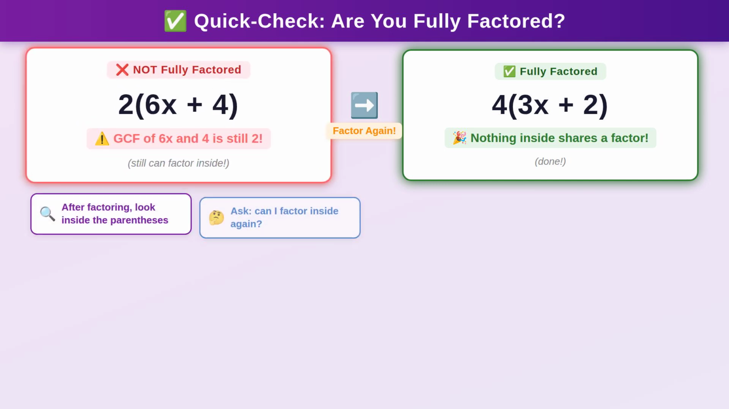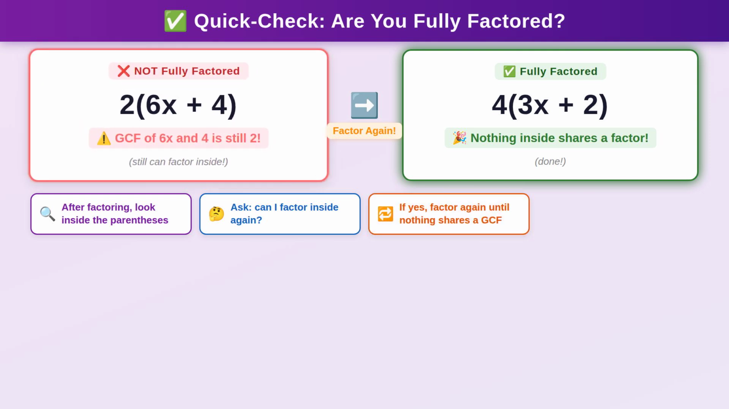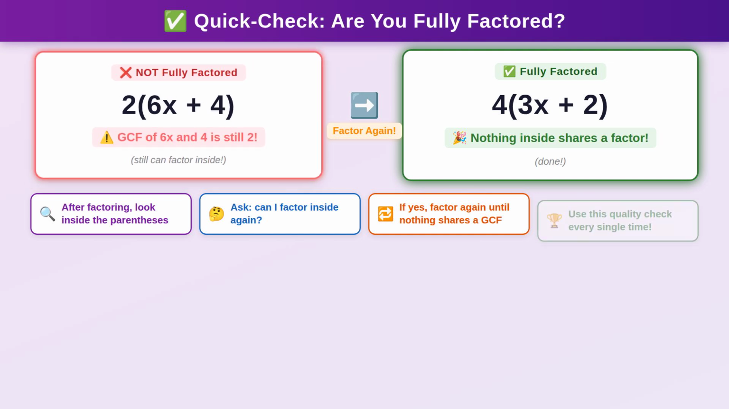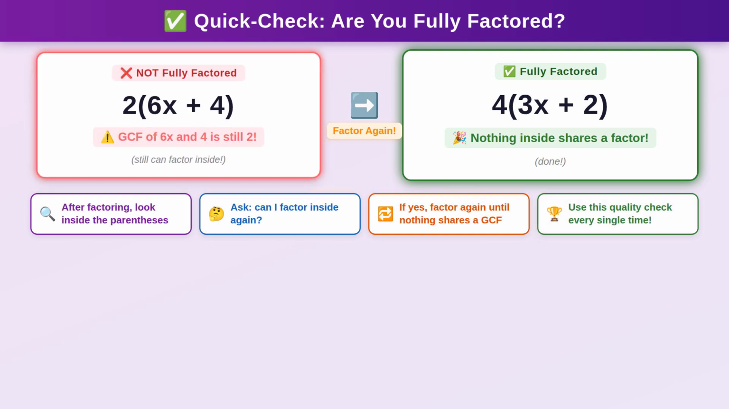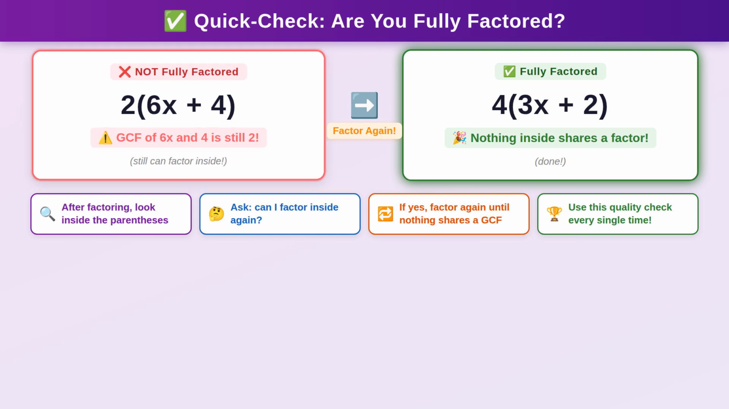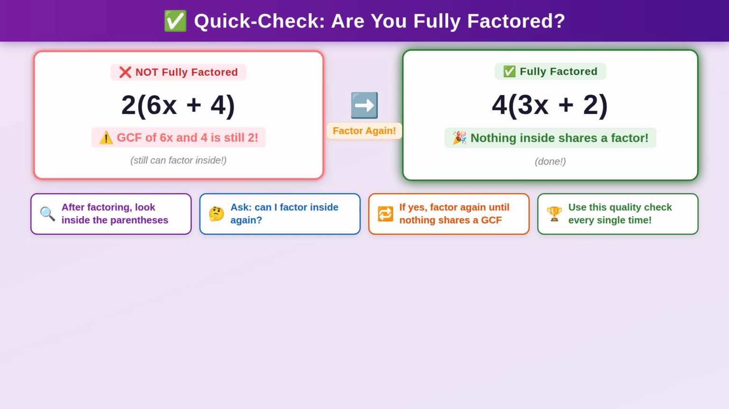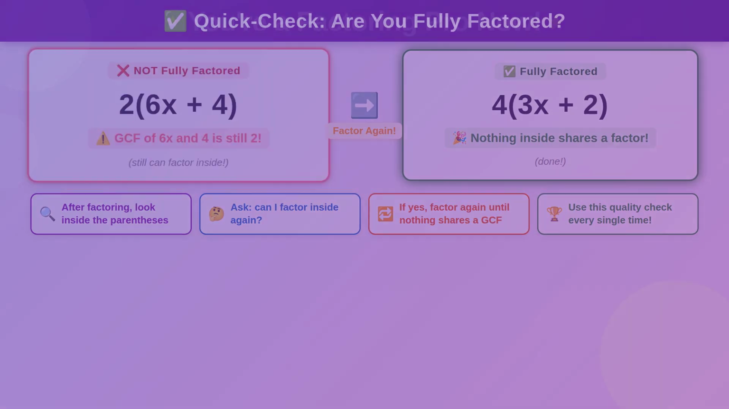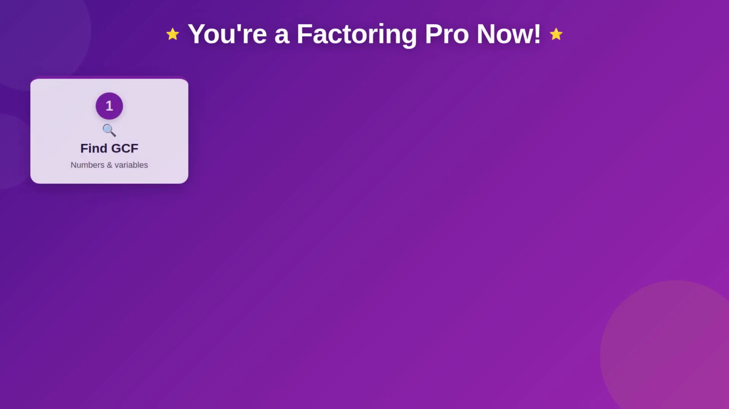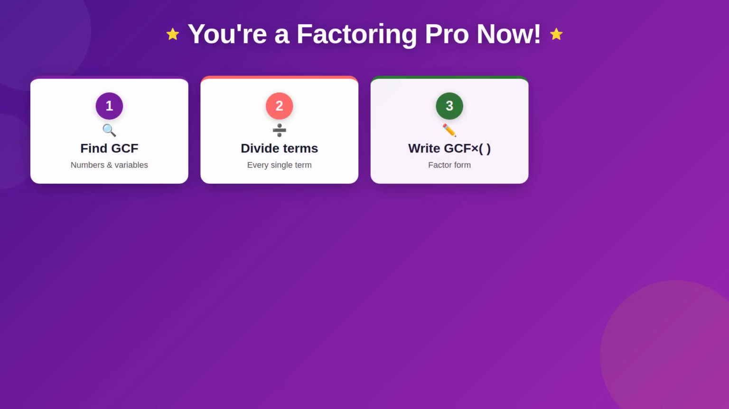Here's a bonus pro move that separates good students from great ones. After you factor, look inside your parentheses. Ask yourself, can I factor anything inside here again? For example, if you got 2 times the quantity 6x plus 4, notice that 6x plus 4 still has a GCF of 2 inside. That means you're not fully factored yet. You'd need to factor again to get 4 times the quantity 3x plus 2. A fully factored expression is one where nothing inside the parentheses shares a common factor anymore. This is your final quality check. Use it every time.